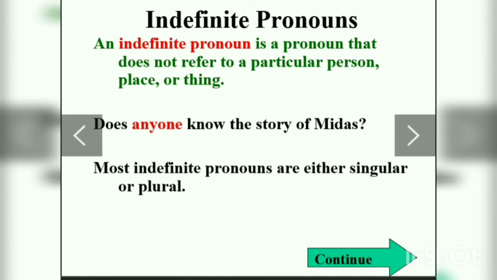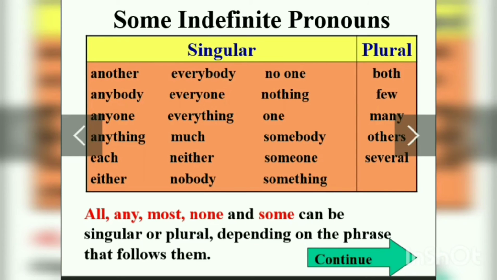An indefinite pronoun is a pronoun that does not refer to a particular person, place, or thing. Does anyone know the story of Midas? Most indefinite pronouns are either singular or plural. Another, anybody, anyone, all these given in the first column are singular. The next ones, both, few, many, are all plural. All, any, most, none and some can be singular or plural depending on the phrase that follows them.